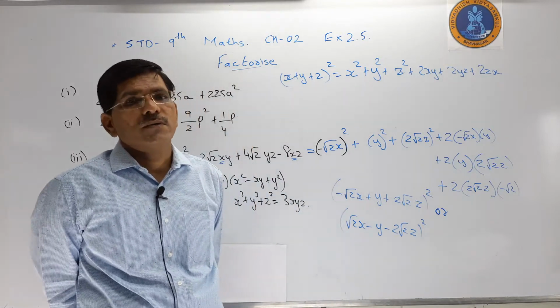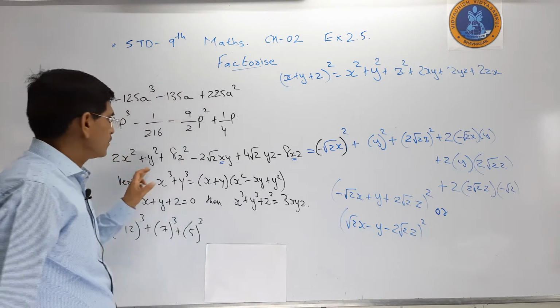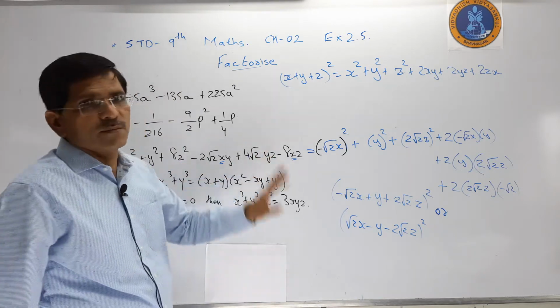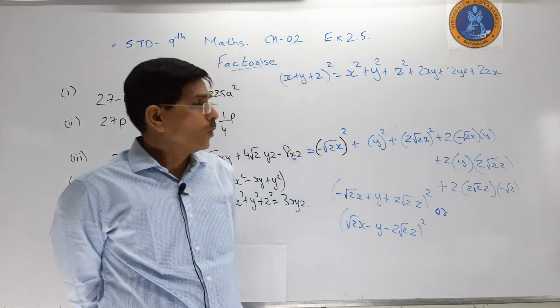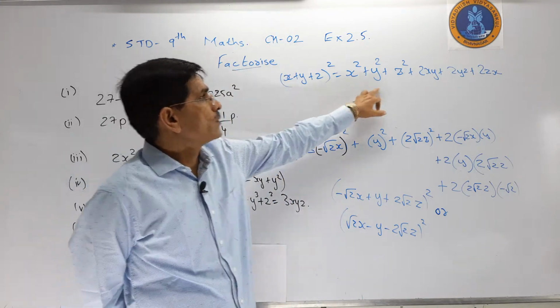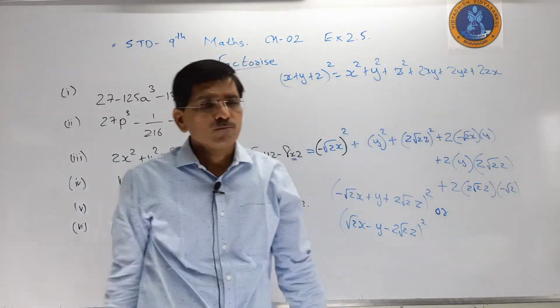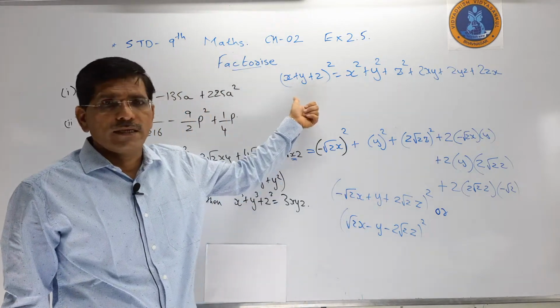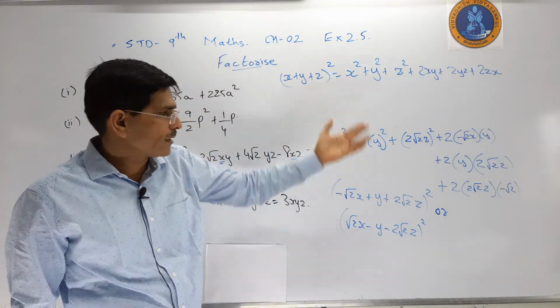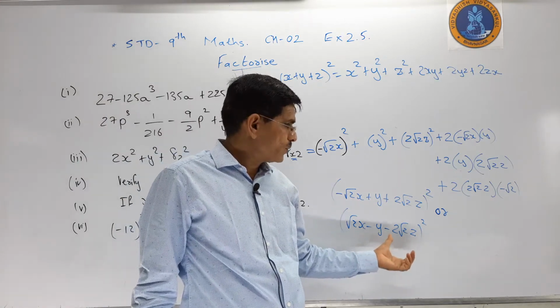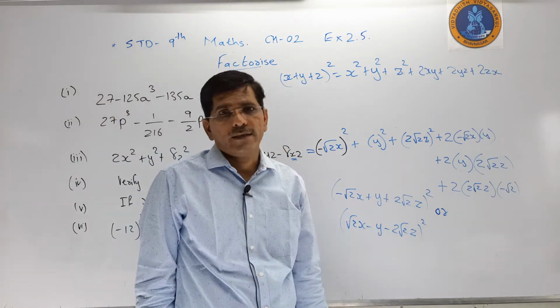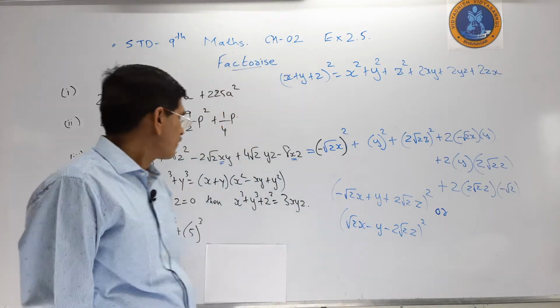This is possible when 1, 2, 3, 4, 5 and 6 terms are there. When 6 terms are there, the answer is x plus y plus z whole to square. That is why root 2x minus y minus 2 root 2 z whole to square is the answer.